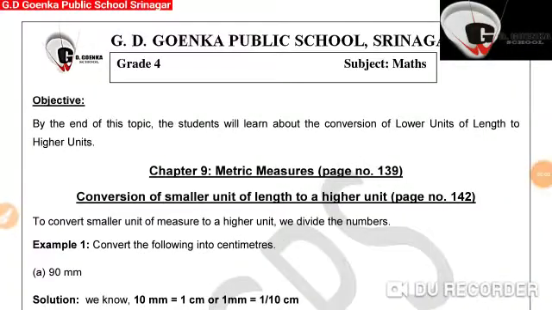Dear Goenkans, this is in reference to the ninth chapter, Metric Measures, given on page number 139 of your math sidebook. The objective of this topic is to make you learn about the conversion of lower units of length to the higher units.